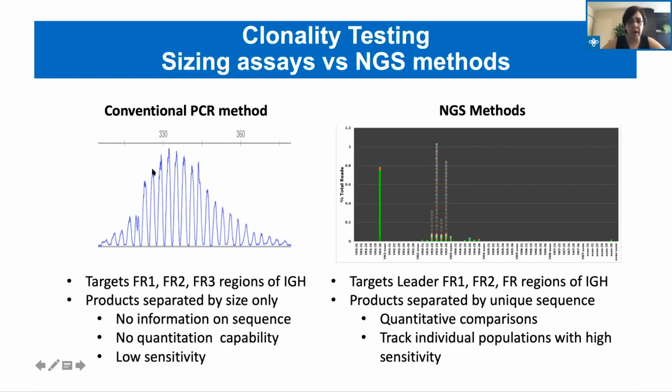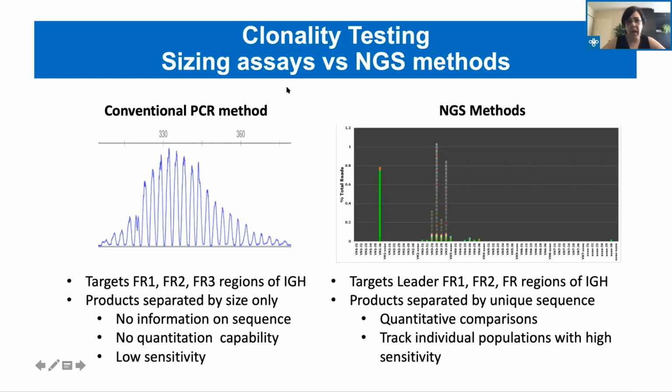In general, you would have this distribution for a polyclonal population. But if you have a monoclonal population, you would only see one peak. But this type of assay doesn't give you any information on the sequence, and it has no quantitation capability, and it also has a low sensitivity, which is imparted by the fact that many fragments, despite having a different sequence, may have the same size.